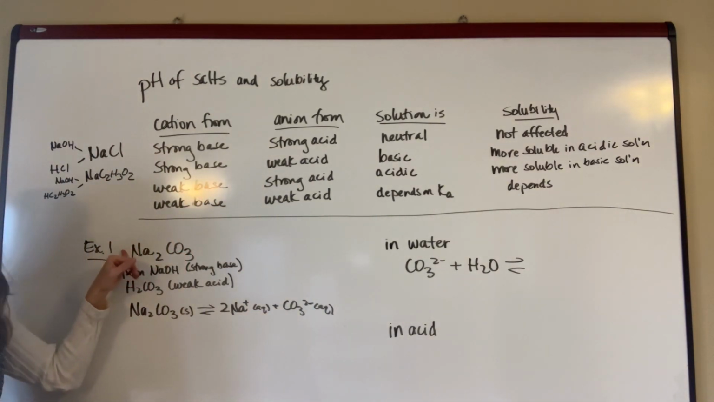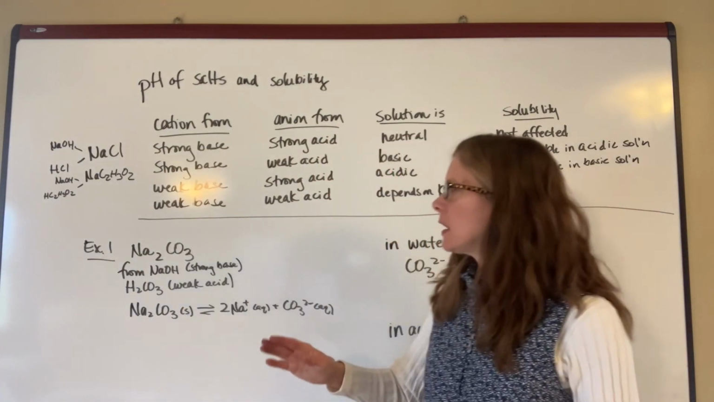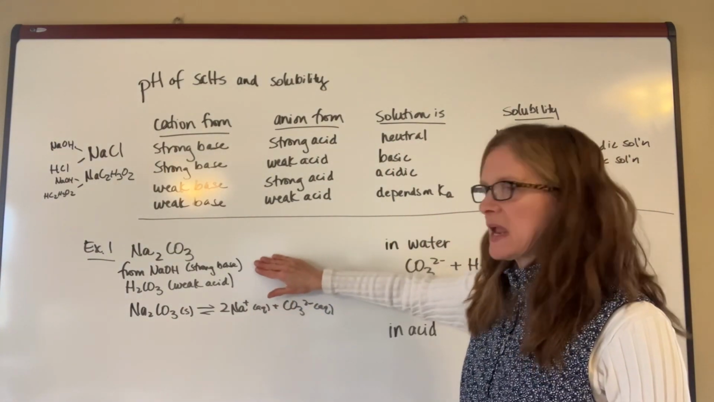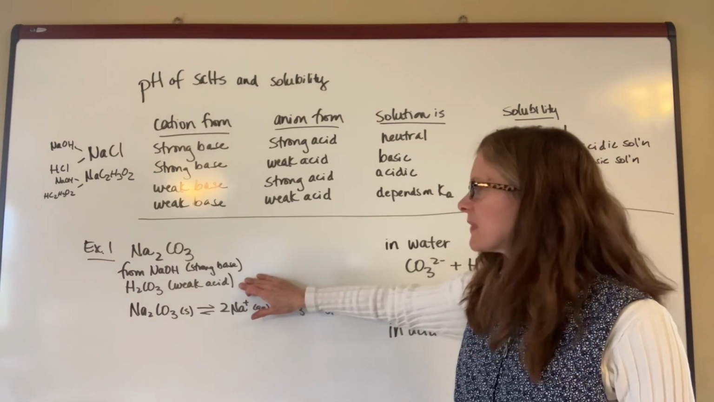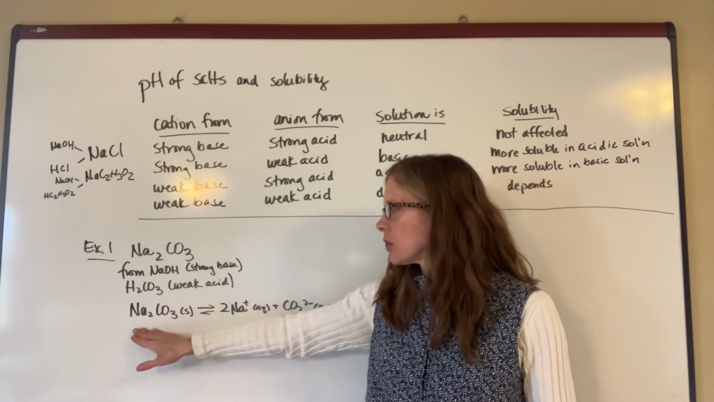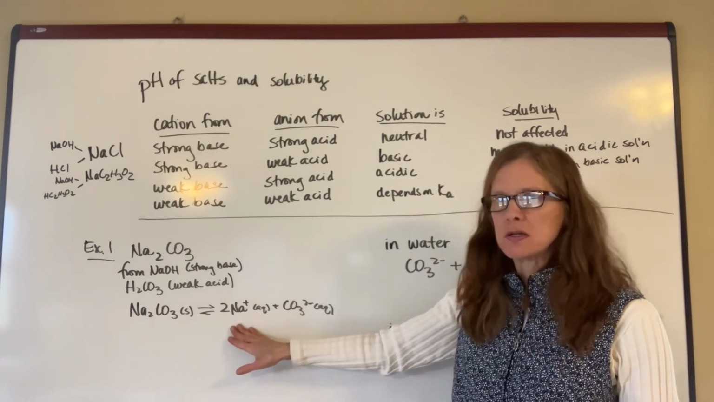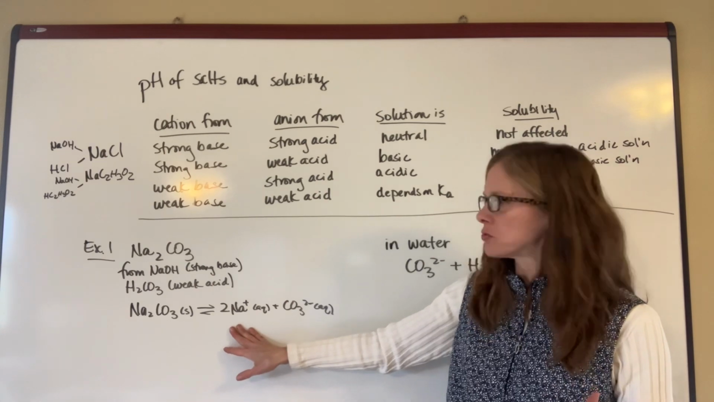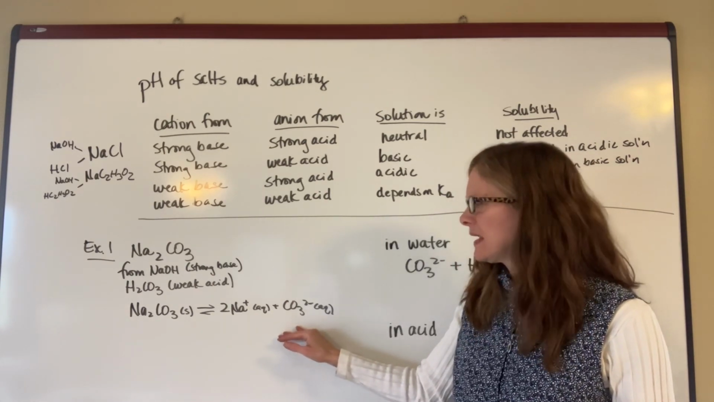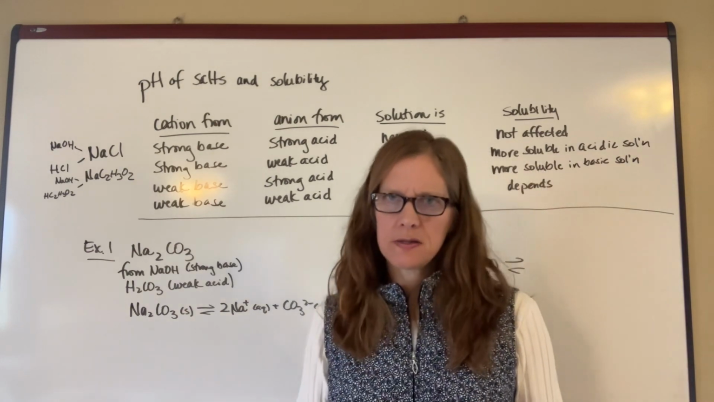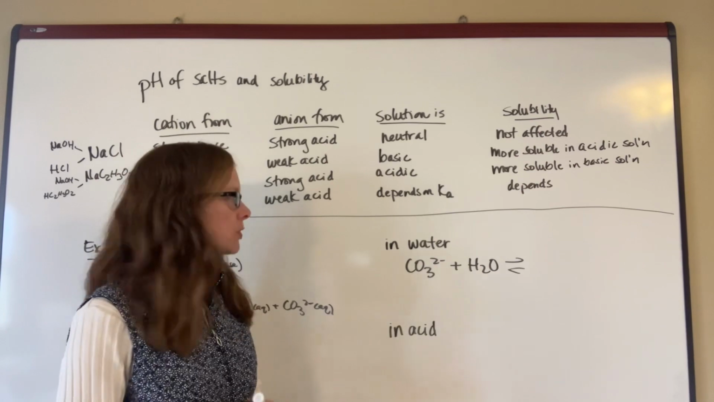Sodium carbonate is another example of a salt in this category. This is made from a strong base, and carbonic acid is a weak acid. And then when I put that into water, it dissolves according to this equation here. It's going to make sodium ions, which we already know do not react with water. And it's going to make carbonate ions. Now, carbonate ions, if you put them in water, will react with water.